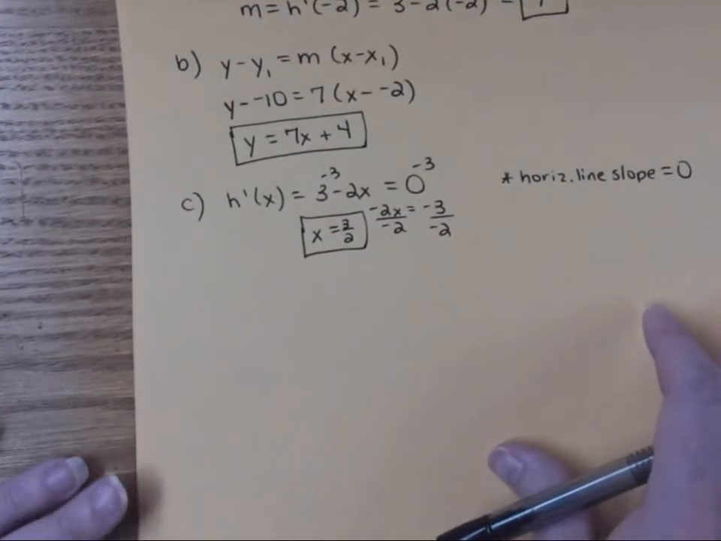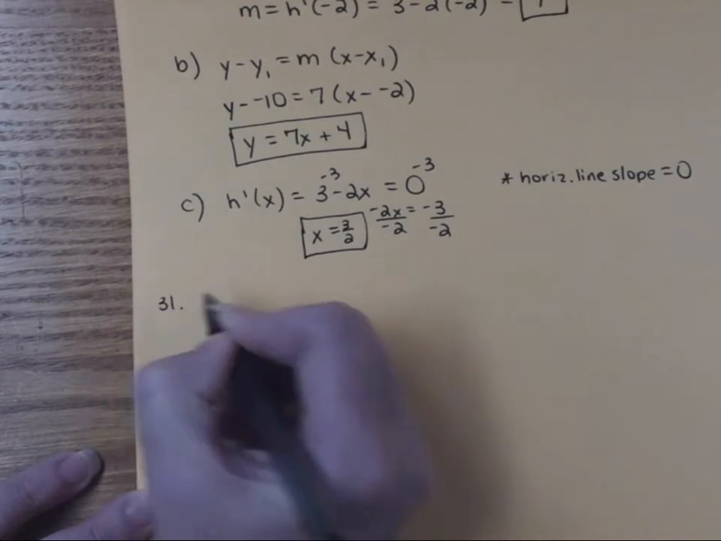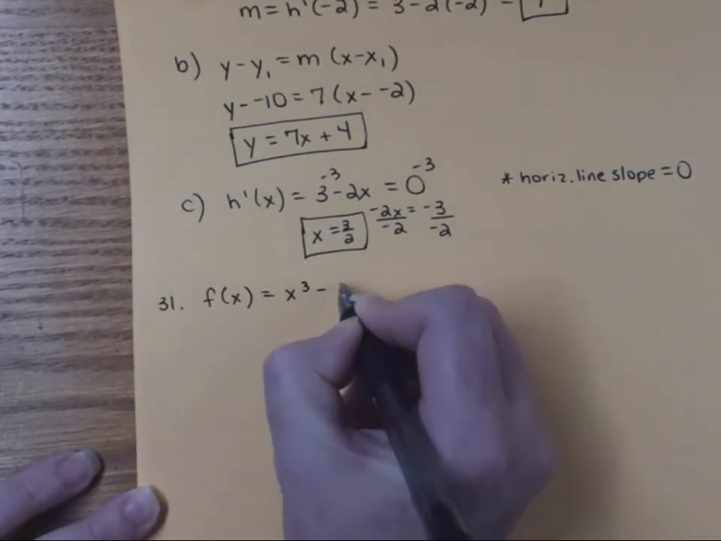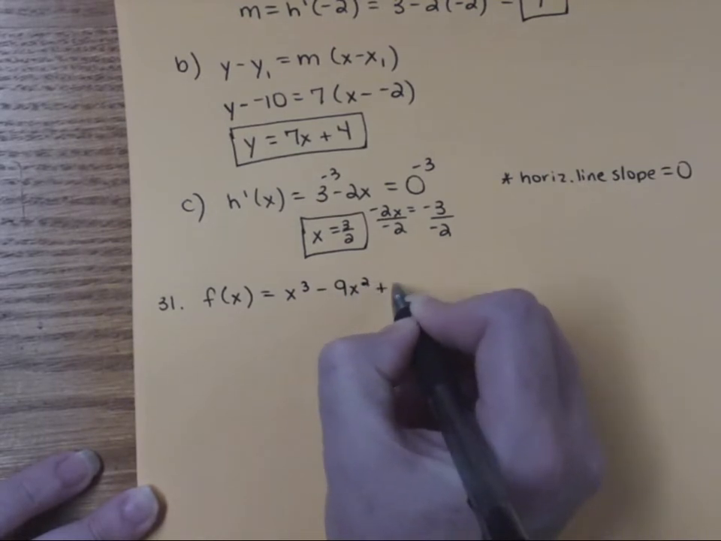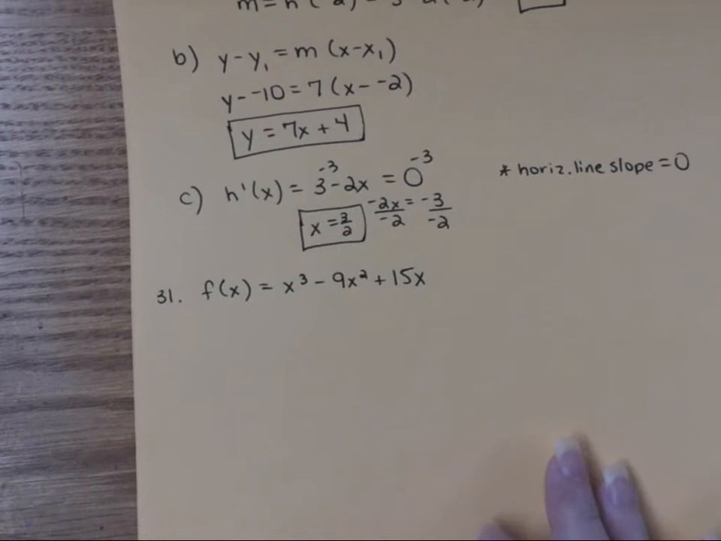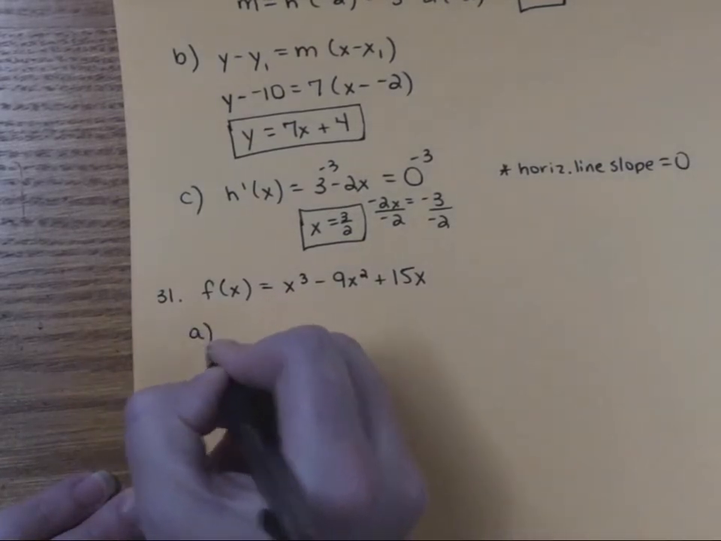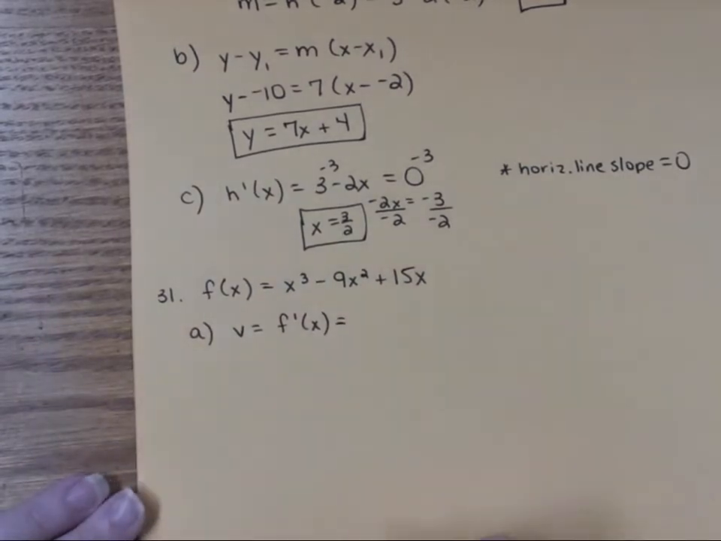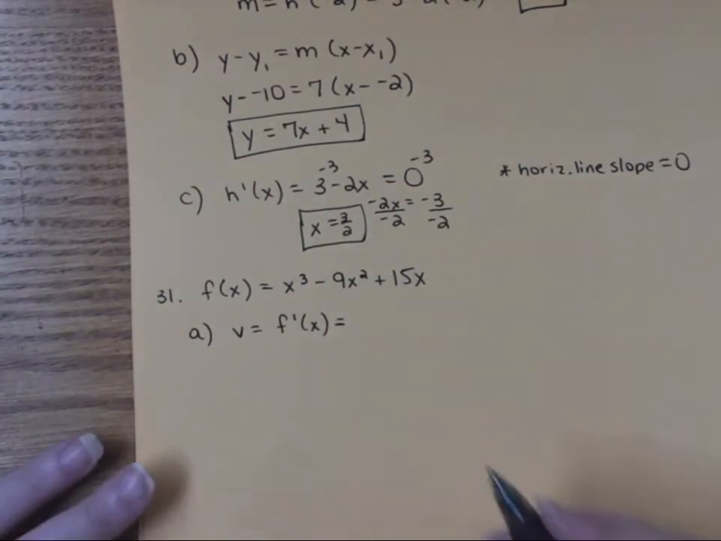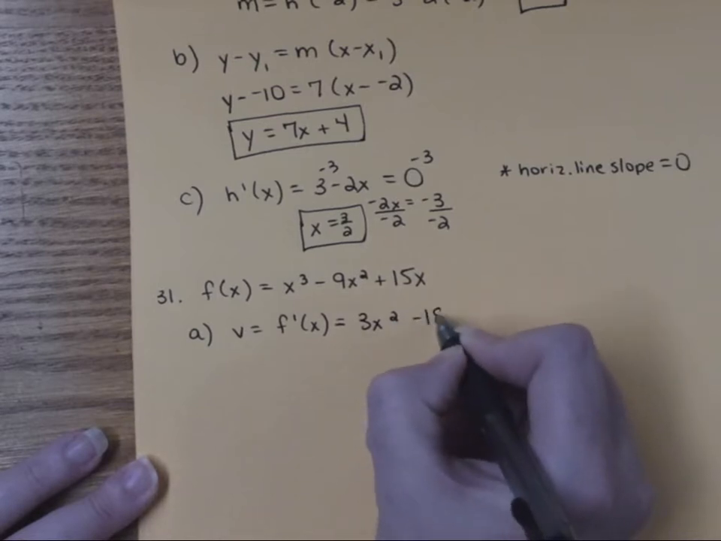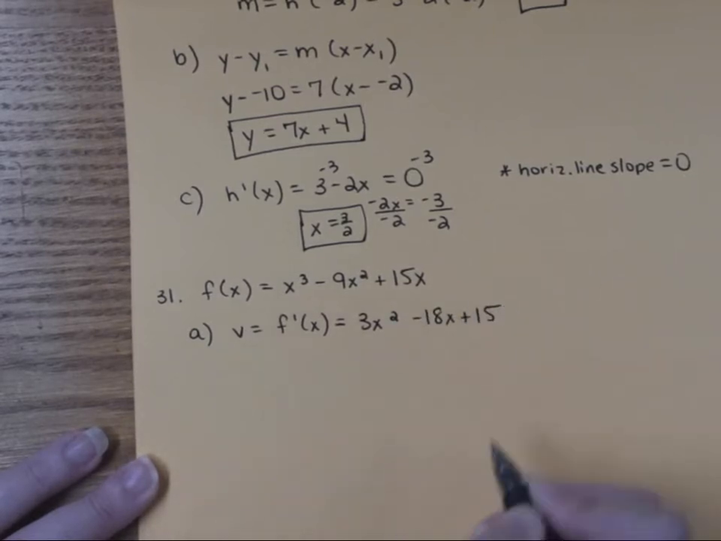All right, let's look at 31. So 31 is technically kind of a physics example, but it doesn't really matter because I told you all the information you needed. In part A, I said find the velocity function, and I told you that the velocity function was the derivative. So in other words, just don't overthink it, just find the derivative. So that's going to be 3x squared minus 18x plus 15.